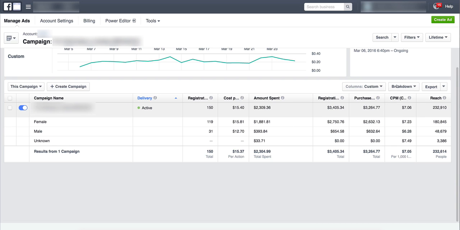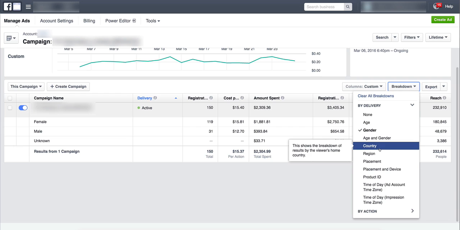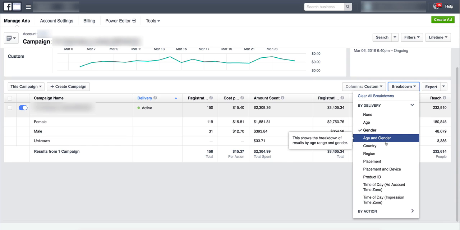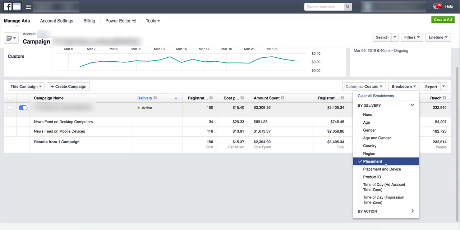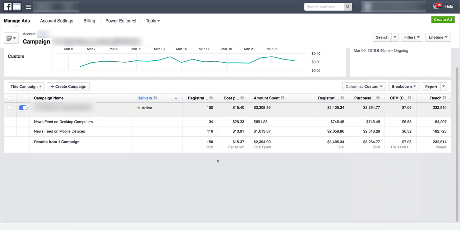All right, then you can come and do a breakdown further. You can do it by placement. All right, so when you do it by placement, ooh, this is really interesting. Look at this, $691 spent to people on desktop computers to make $746. This is dang near almost break even or negative. What does this tell me?